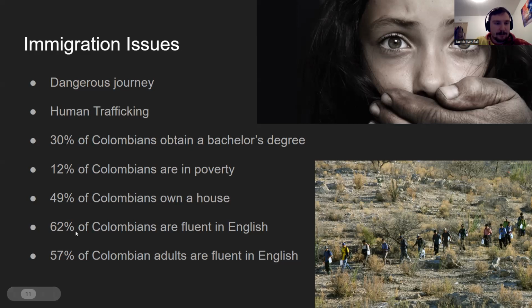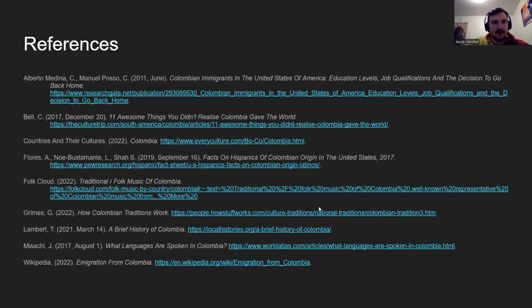And this is proficient, so some Colombians are below average in English, but a lot of them have no skills in English, which is really hard to get by in the United States without.